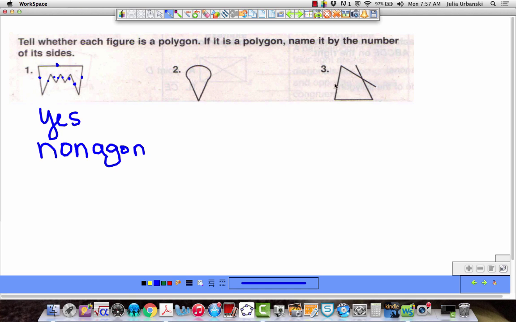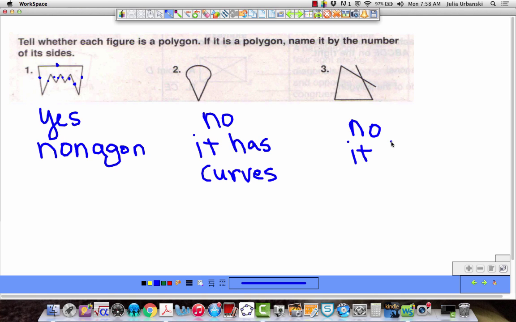Number 2, is that a polygon? No, because the sides are not all straight. It has curves. A polygon has to be all straight segments or else it won't work. Is number 3 a polygon? No. It has a polygon in it, but overall it's not a polygon because it has a gap. It also crisscrosses or overlaps. You can't have any open spaces and call it a polygon.